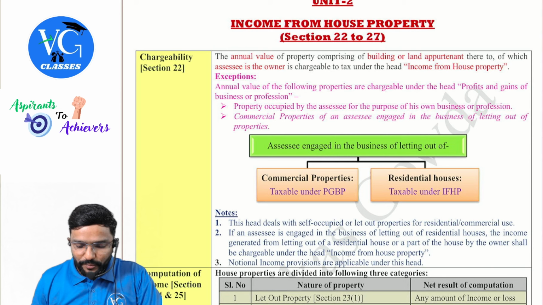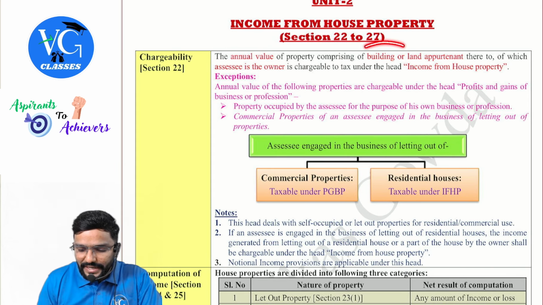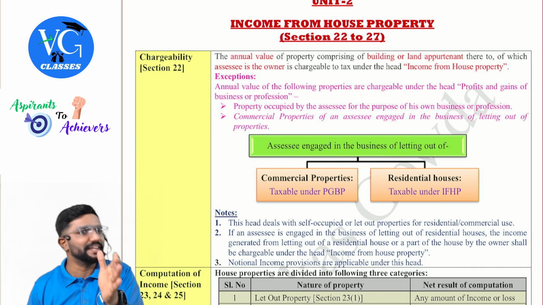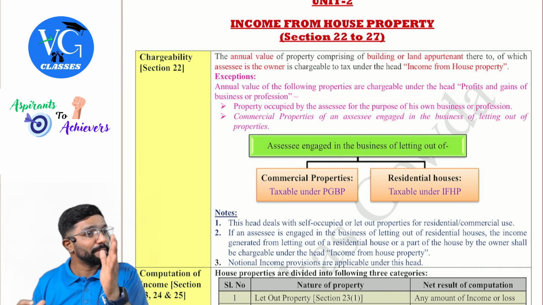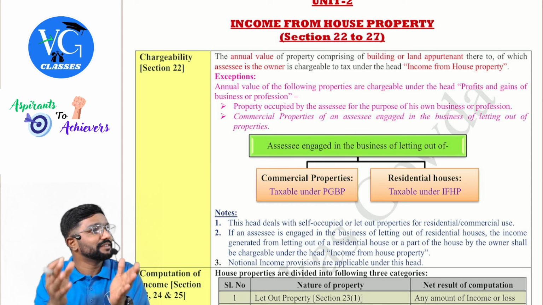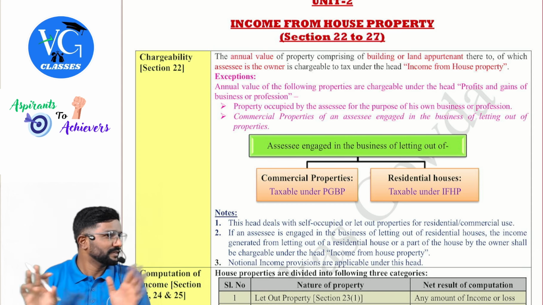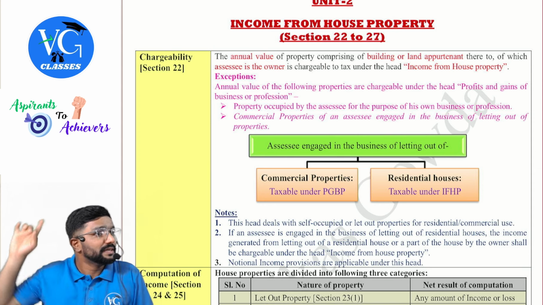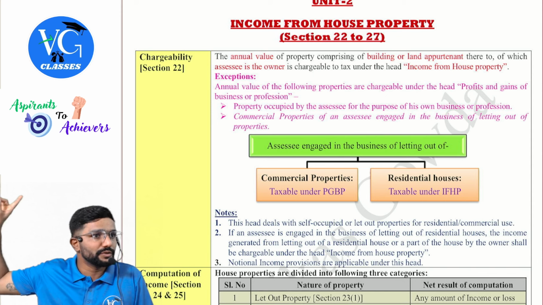The annual value of the property comprising of building or land appurtenant thereto. The main target here is building. But for a building, if land is also attached, then our target includes land also, only when land is attached to the building. If it is a vacant land and I have let it out and am earning rent, then that is not covered here. It is covered under the head income from other sources.